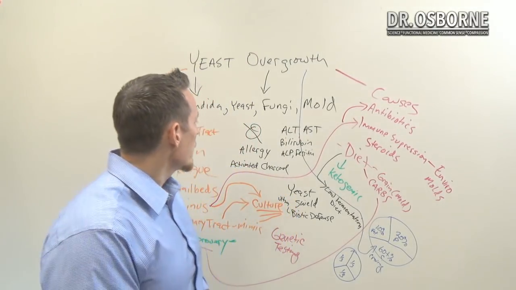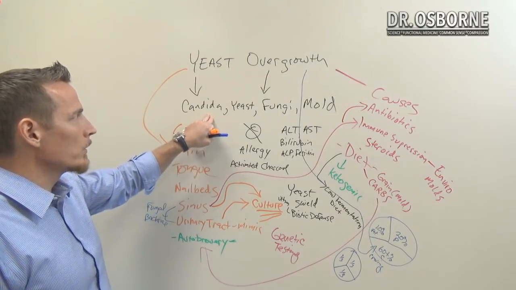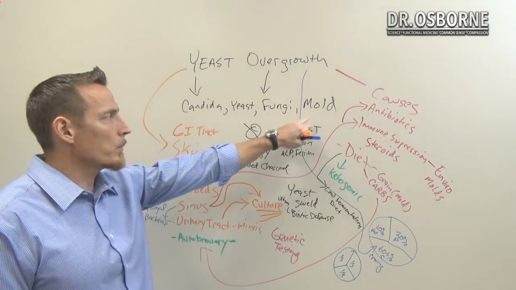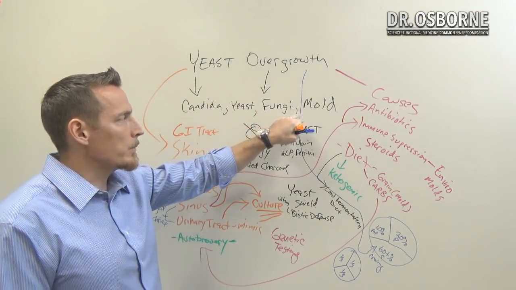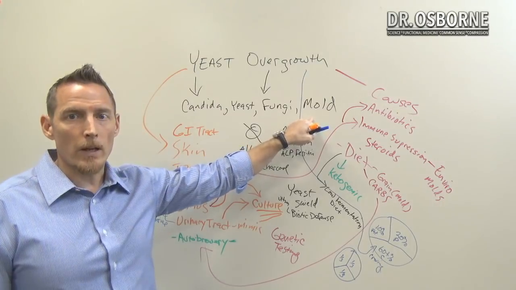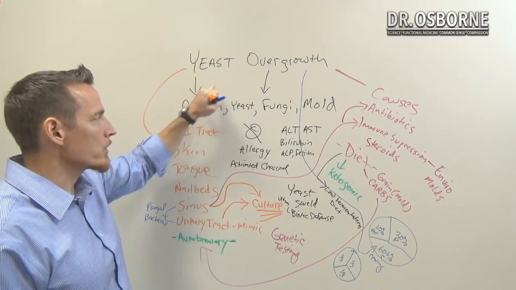Okay, so again, if we're going back to yeast overgrowth, candida, mold, fungus, yeast, also mold, all kind of synonyms. Where clarity can be defined is when you're doing the culture test to determine the species of yeast and then what would potentially kill it.